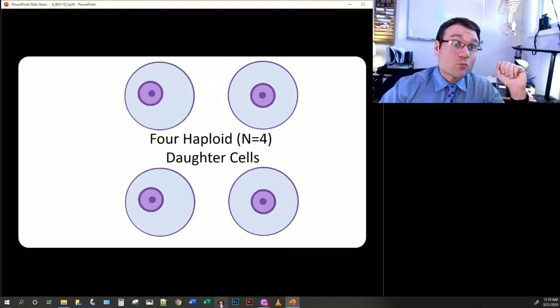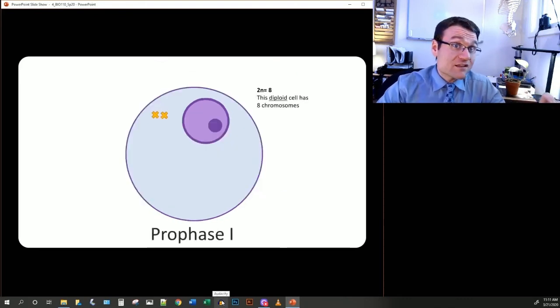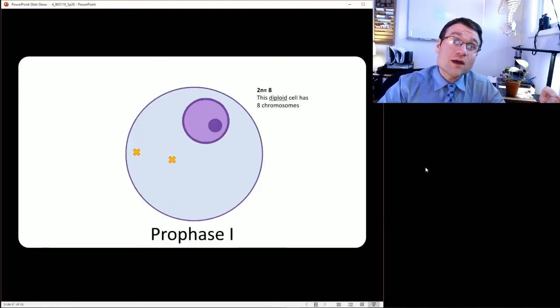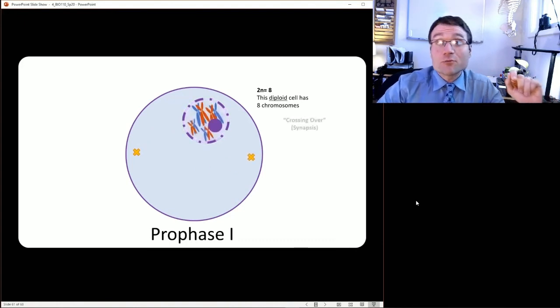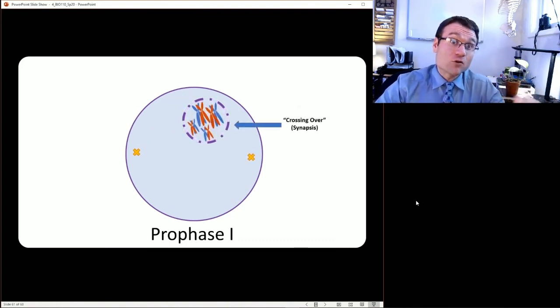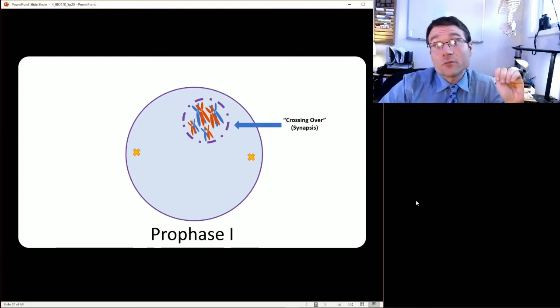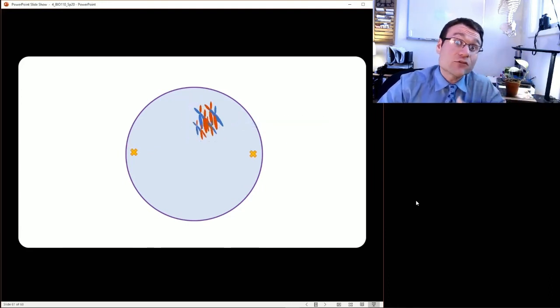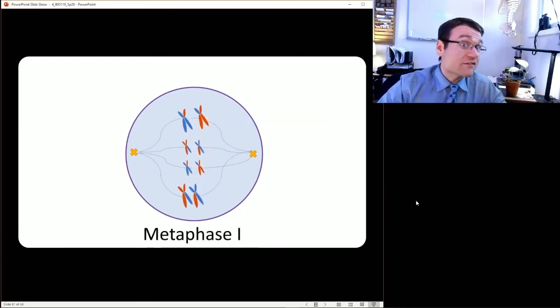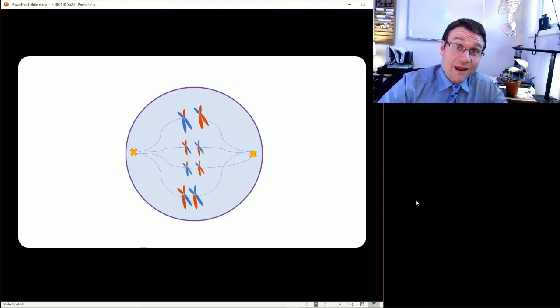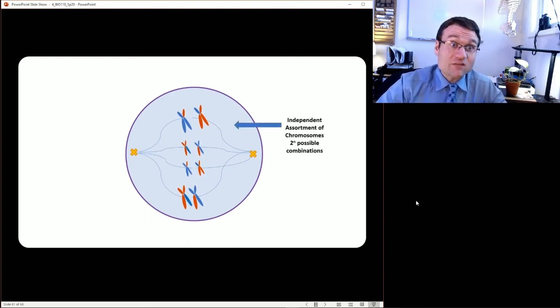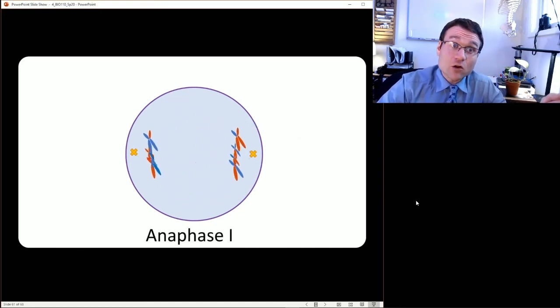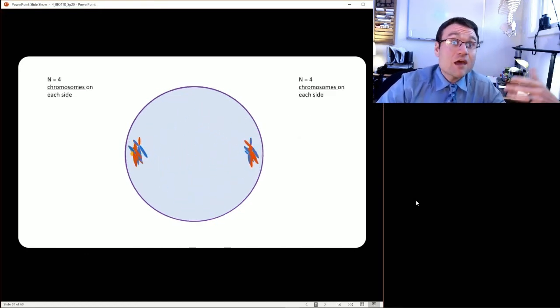Now, we started with diploid cells, 2n equals 8 in this case. Notice that here 2n equals 8. And then when we got to the end, we had haploid cells, 4 chromosomes each. n equals 4. So n is the number of chromosome pairs that you have. And in this case, we have 4 pairs. So n equals 4. Currently, we have 2n chromosomes, 2 of each pair, so 8 in there.